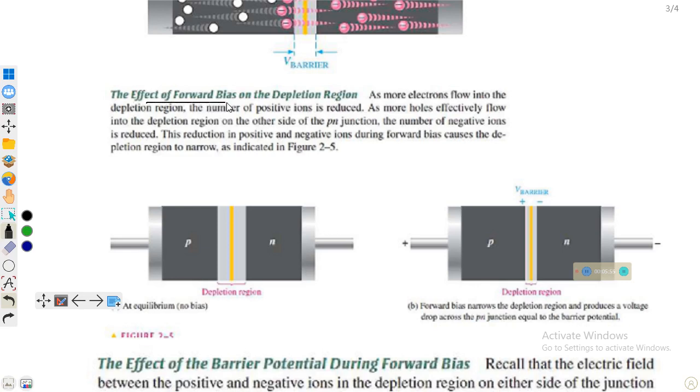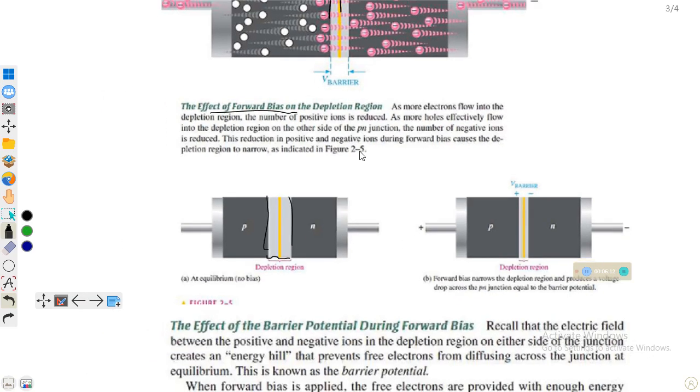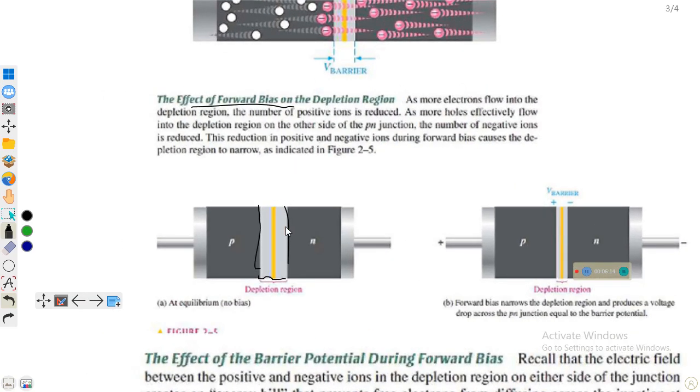This is the effect of the forward bias on the depletion region, as we have previously discussed. When there is no biasing, no applied voltage, this region is thicker. So the effect of forward bias is that when we apply the voltage, the thickness of this depletion region decreases.